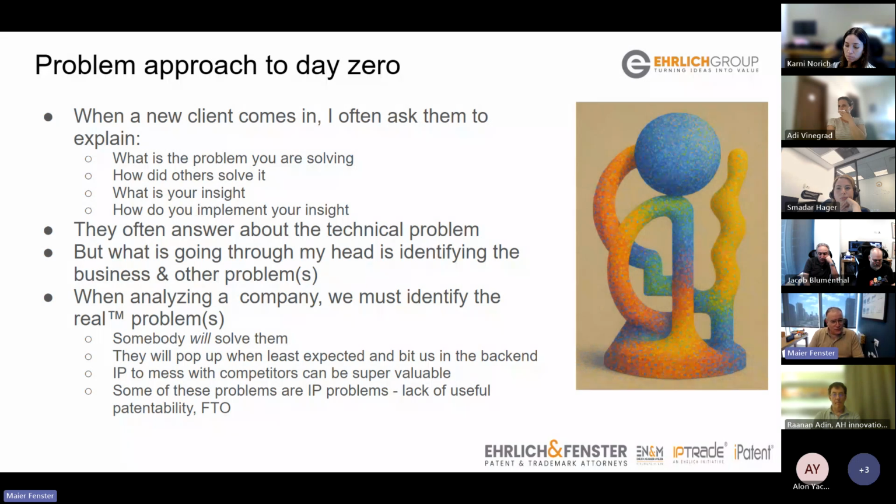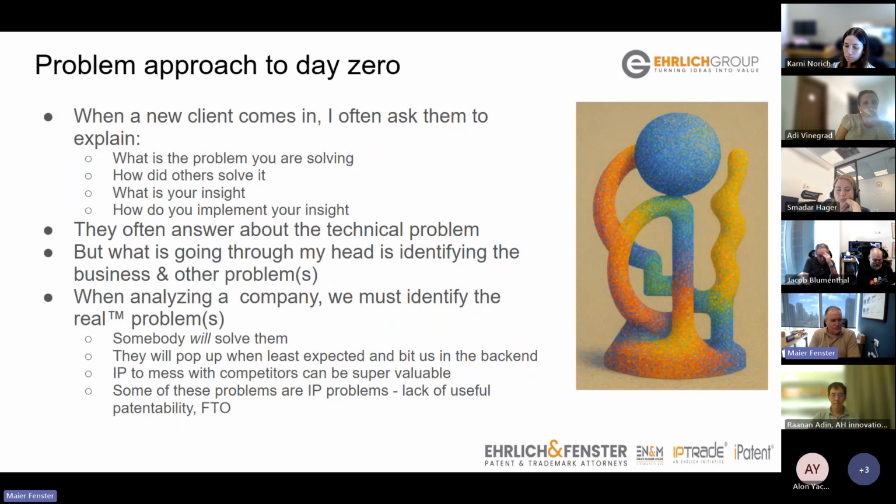What's interesting is that most clients that come in talk about the technical problem. We just had one today. But what's going through my head is not the technical problem, because that's what I do for a living. New inventions, writing patents. Usually, you can get a patent. The problems that are more interesting are the business problems, and the question that is more interesting is how can IP help solve, support, leverage, whatever, these problems.